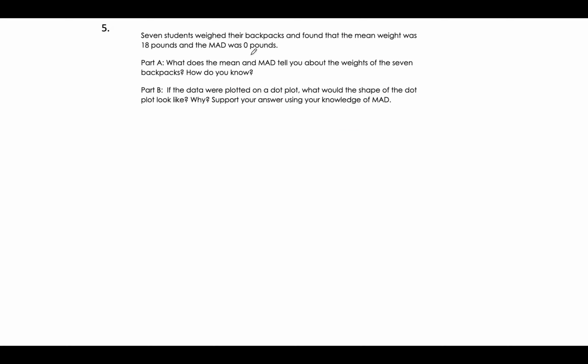And question number 5. This is my favorite one personally. 7 students weighed their backpacks and found that the mean weight was 18 pounds and the mean absolute deviation was 0 pounds. Part A. What does the mean and MAD tell you about the weights of the 7 backpacks? How do you know? Well, if the MAD is 0, that means we have no deviation whatsoever. That means that all of our backpacks are going to weigh the exact same thing. So we know that all backpacks are 18 pounds.